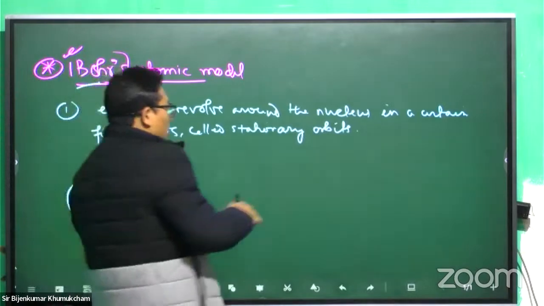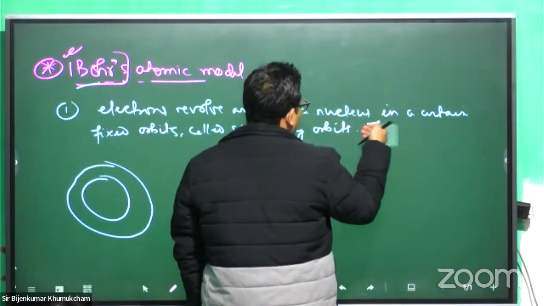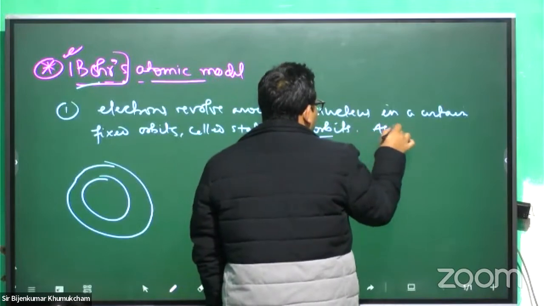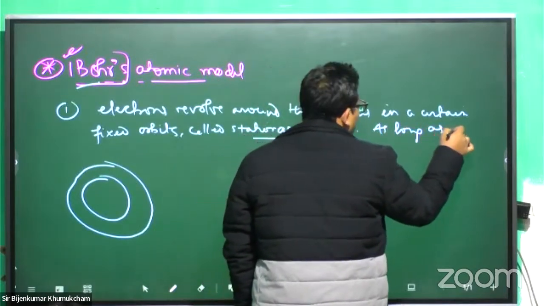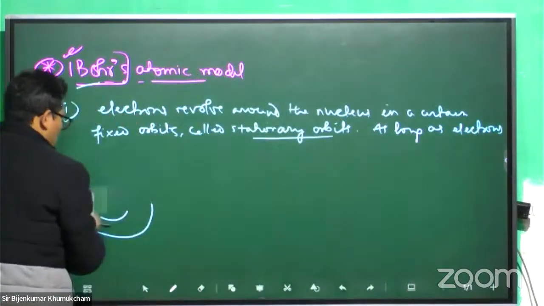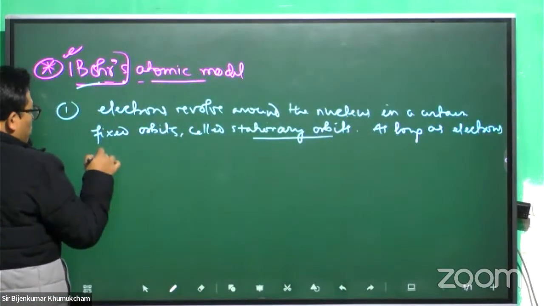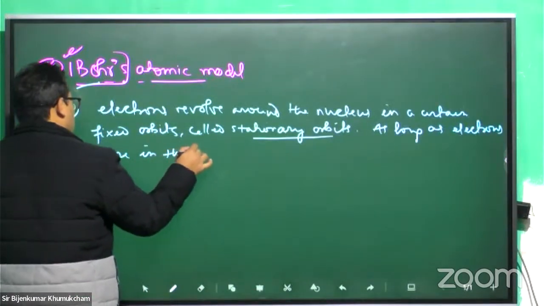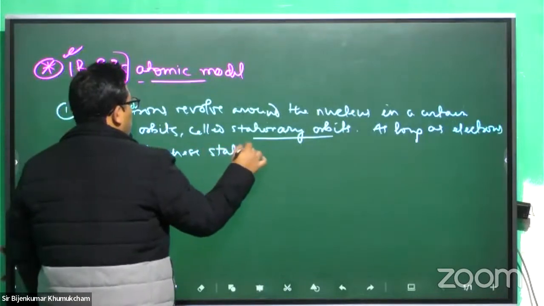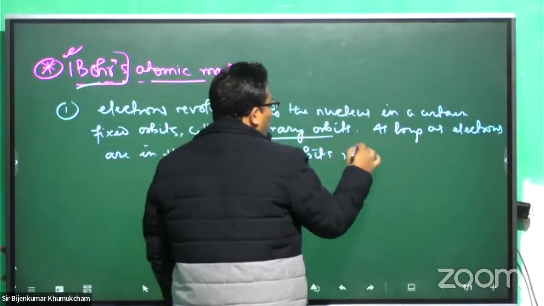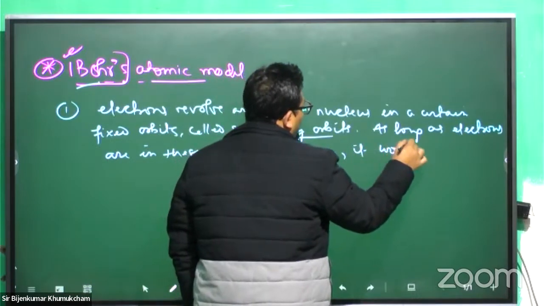And these orbits are called stationary orbits. As long as electrons are in these stationary orbits, they won't lose energy.